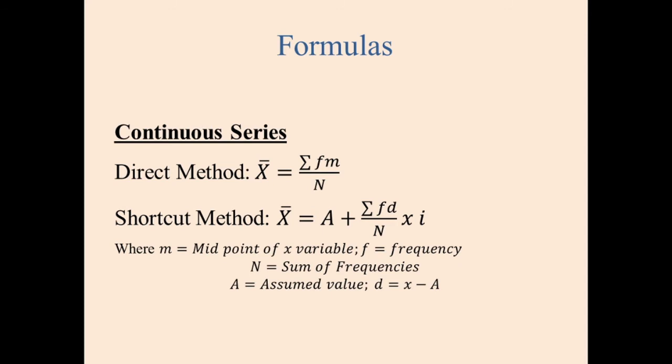For continuous series, x bar is equal to sigma fm divided by n, where f is the frequency value and m is the midpoint of the x variable. This we will see in detail while we solve sums in continuous series. And n is the sum of frequencies, similar to discrete series. Shortcut method for continuous series is x bar is equal to a plus sigma fd by n into i. A is assumed value, d is equal to x minus a, and i is the common difference of the x variable.